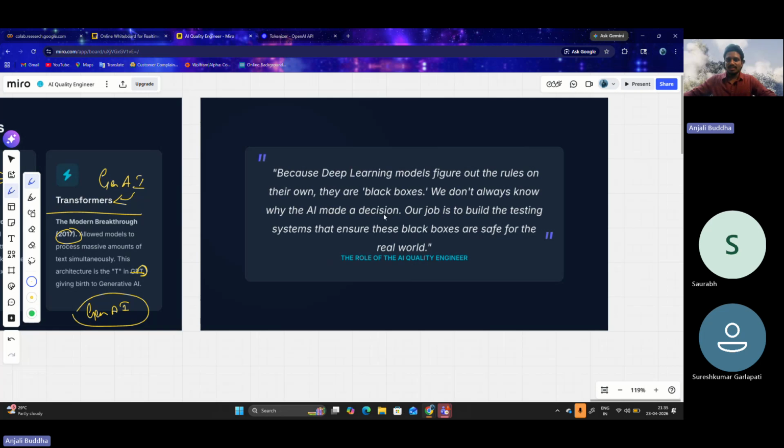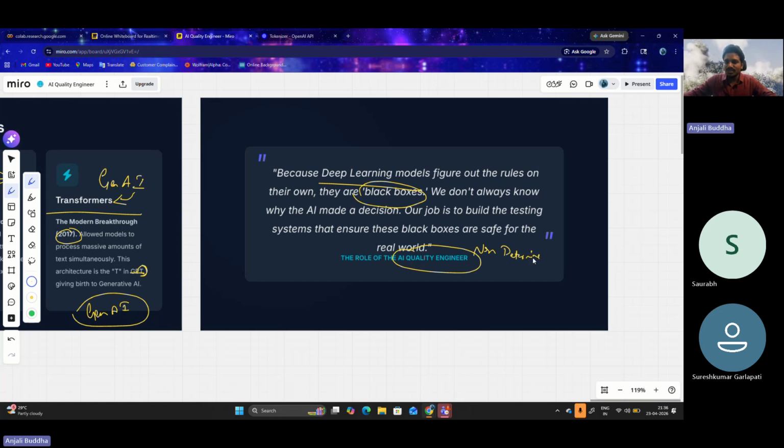This is about the deep learning models being black box models. We don't always know why the AI made a decision. Our job is to build and test the system. Since they are black box models, that's why the role of AI quality engineer comes in. That is what makes it more non-deterministic.